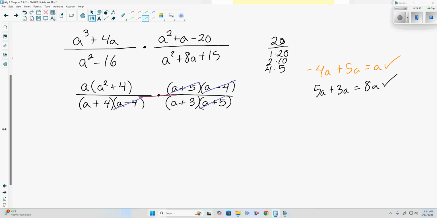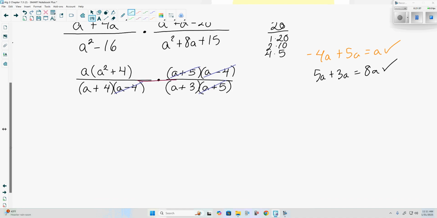Now, a squared plus 4 does not factor because we do not have a sum of perfect squares. A squared is a perfect square, 4 is a perfect square, but since we're adding and not subtracting, we can't factor. If it was a squared minus 4, yes, that would indeed factor. A squared plus 4 does not, unfortunately. So what that leaves us with on top is a times a squared plus 4 over a plus 4 times a plus 3.